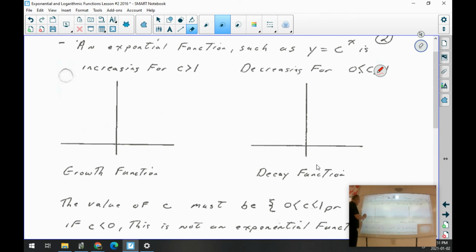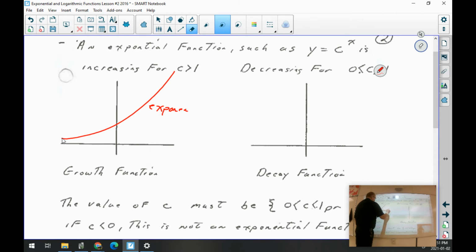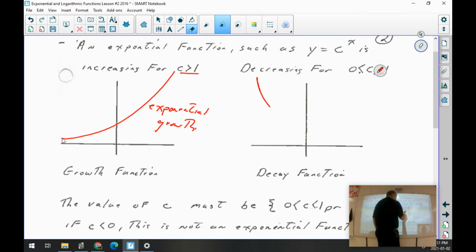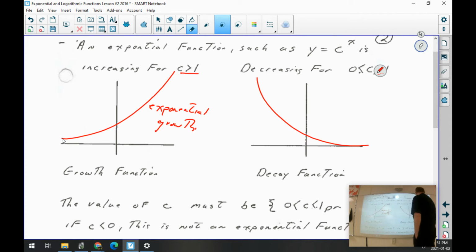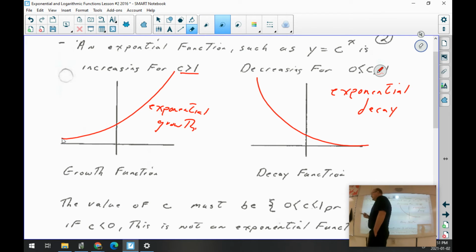So, as I just said, we have a graph that's increasing. This is called exponential growth, where your base value is bigger than 1. And we have an exponential decay function, decreasing, but also, as I said, called exponential decay, where the base is between 0 and 1. Not equal to 0, not equal to 1.